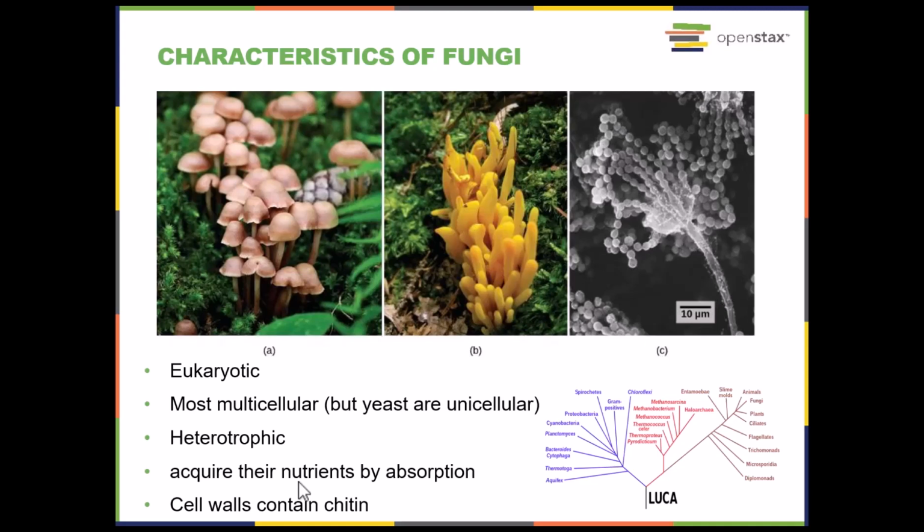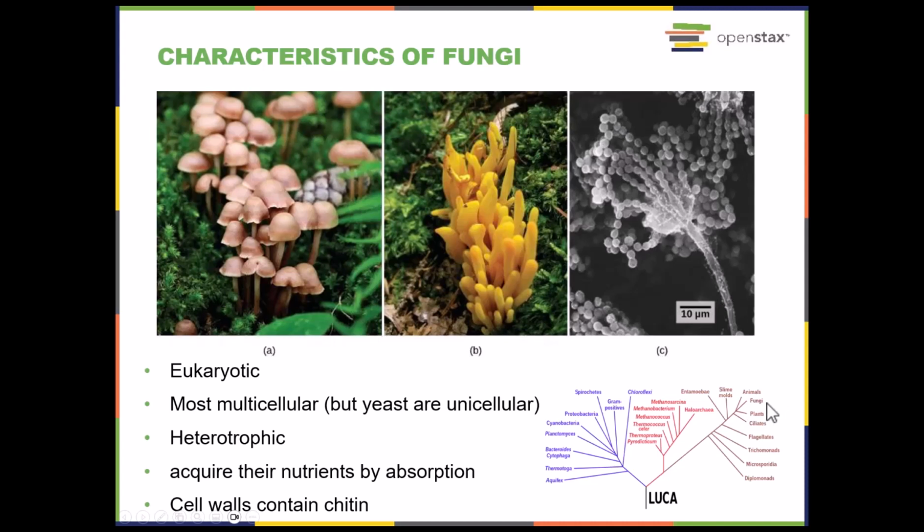What are some of the characteristics of fungi? I put this here again so we can see where the fungi are over here. So we're definitely eukaryotic because the only things that are prokaryotic are the red and the blue here. All of the brown are eukaryotic. They are typically multicellular, although yeast are considered fungi and they are unicellular. They are heterotrophic, so they don't do photosynthesis.